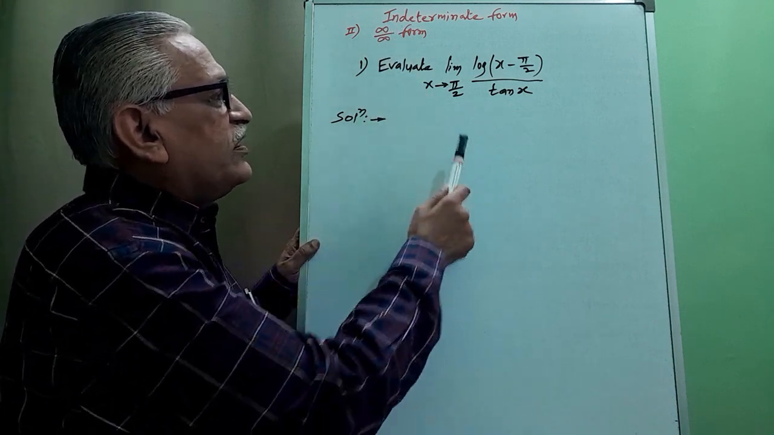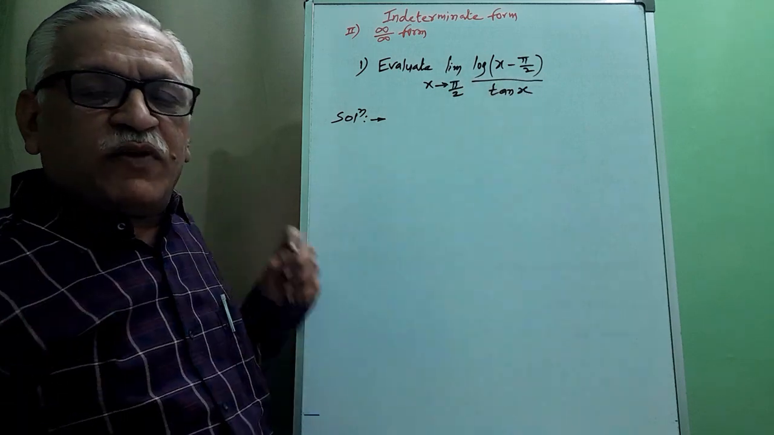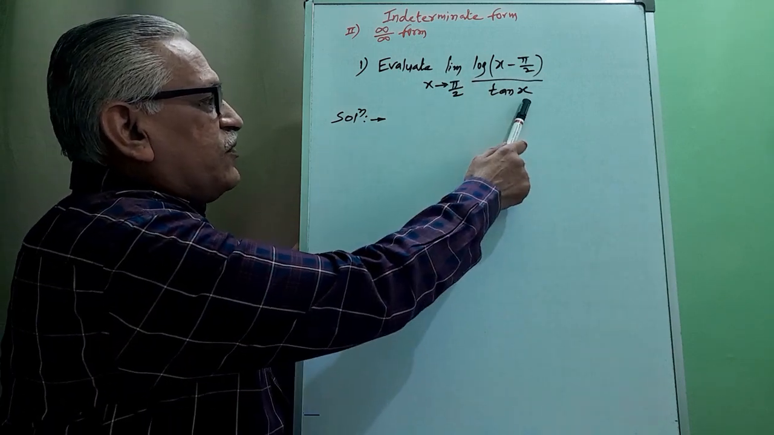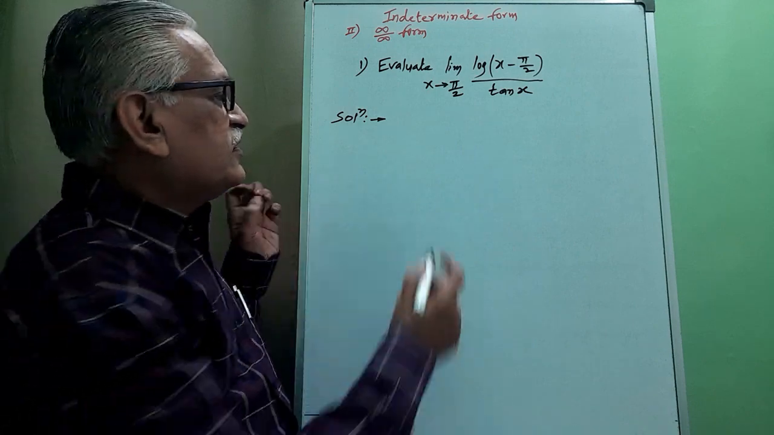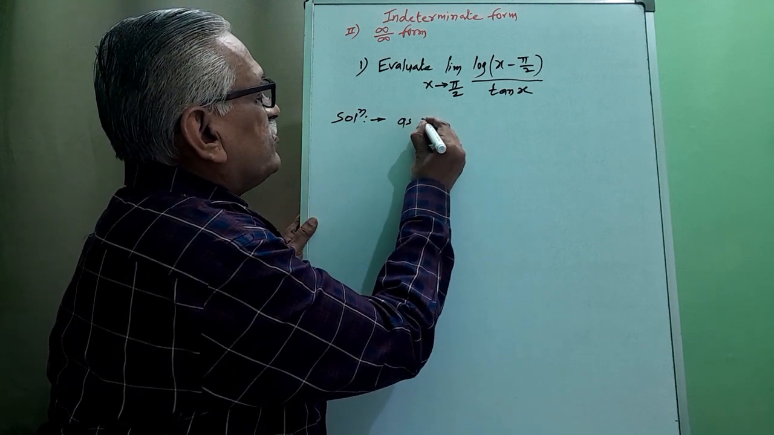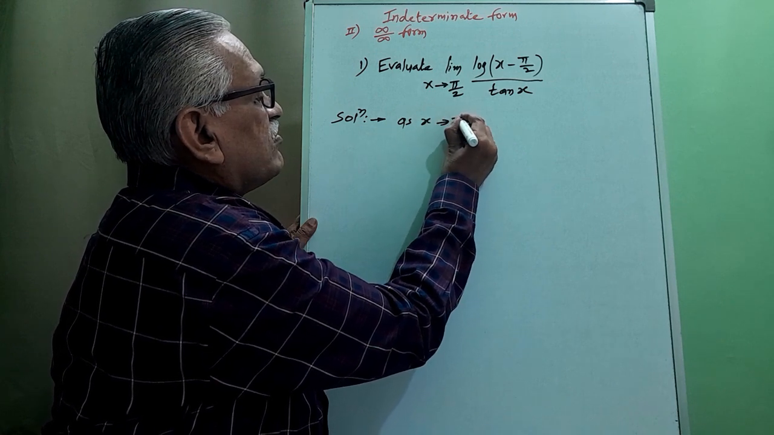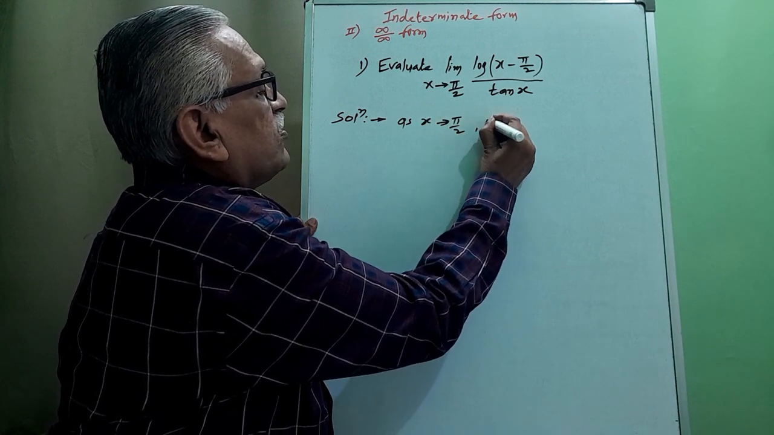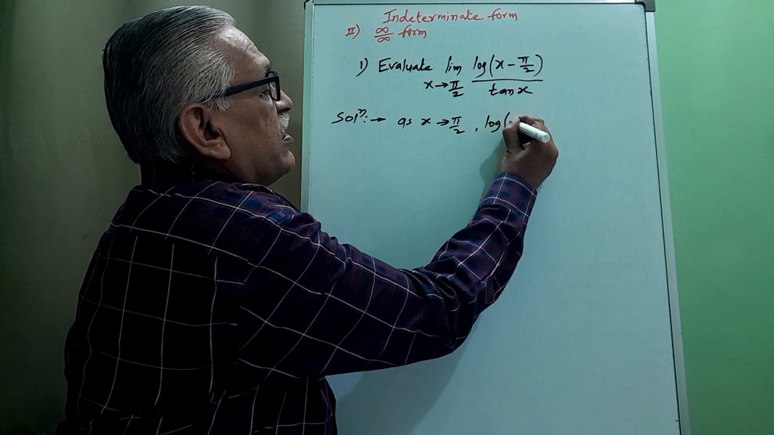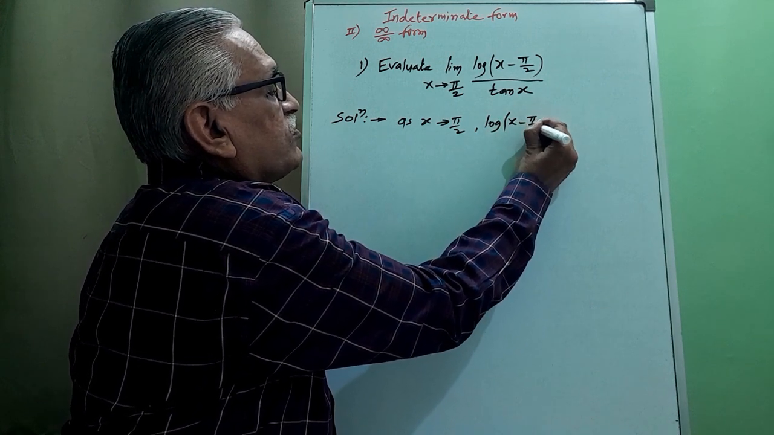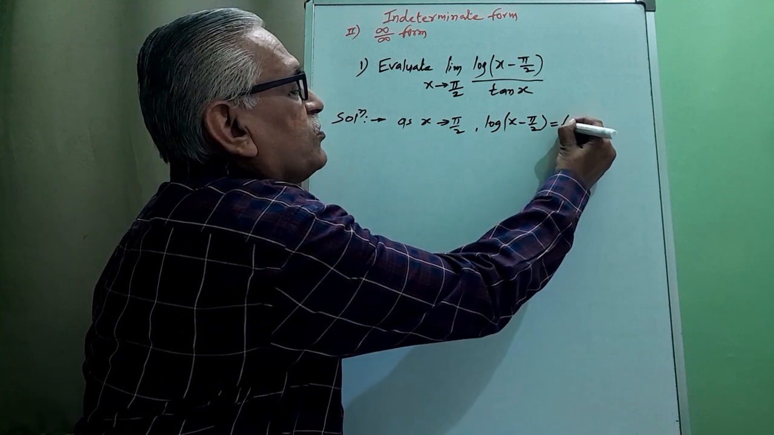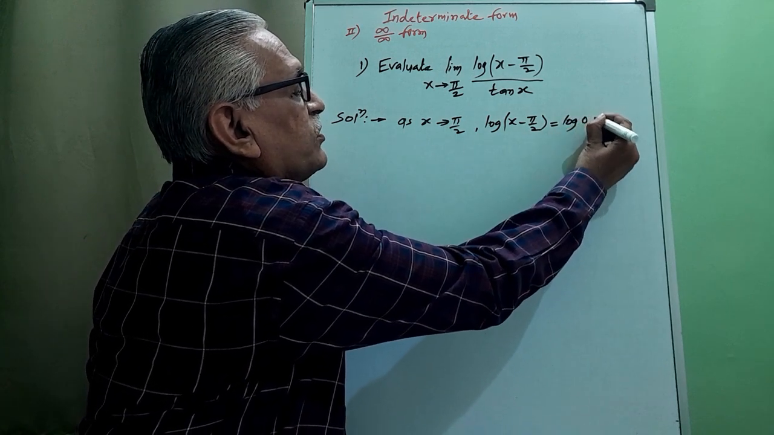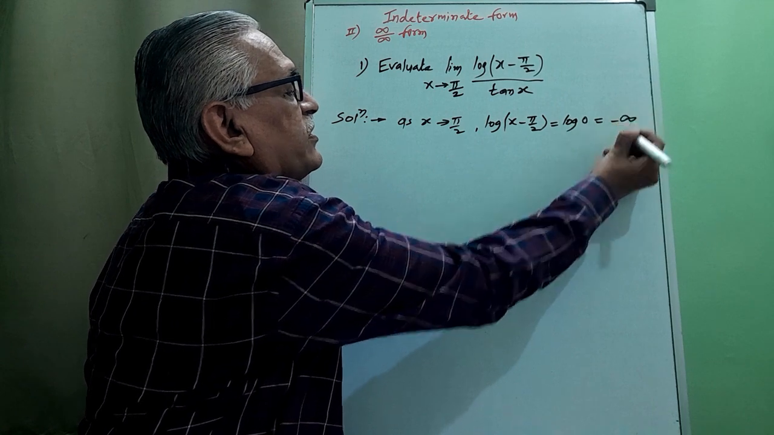Let us evaluate the limit of log of (x minus pi by 2) divided by tan of x as x tends to pi by 2. Therefore, the first step is to get the form. As x tends to pi by 2, log of (x minus pi by 2) becomes log of (pi by 2 minus pi by 2), which is log of 0, and log 0 is minus infinity.